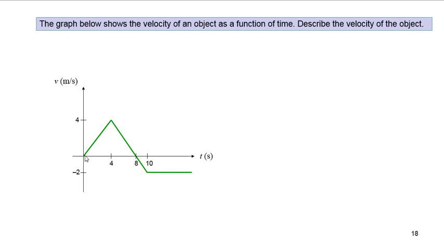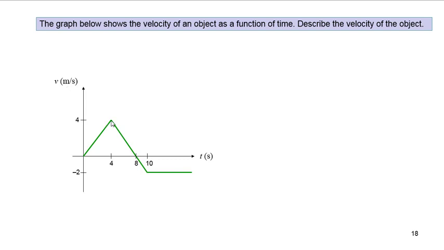So what I would say is, in the beginning we have an object. It's moving in the positive direction because the velocity is positive, and it's going faster and faster up until t equals 4 seconds. So this whole time it's speeding up. It's going faster and faster. Remember, this is a graph of velocity.